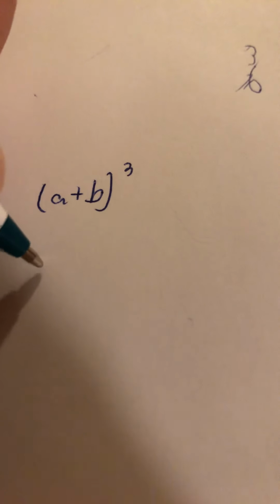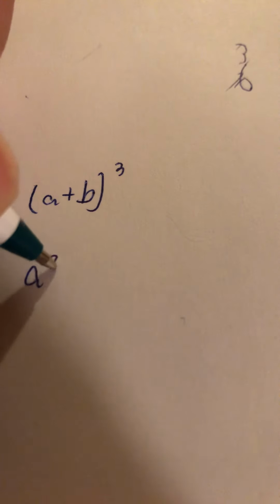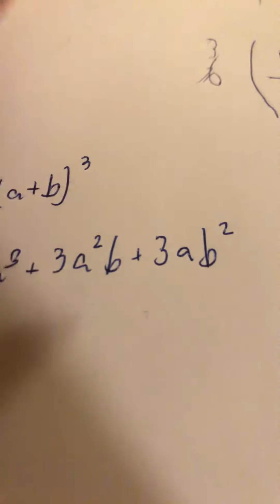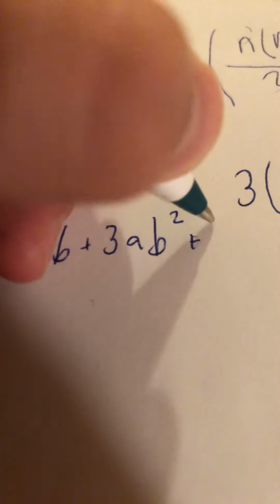So let's write out our cube. If we take a plus b and cube it, we're going to have a cubed plus 3a squared b plus 3ab squared plus b cubed.